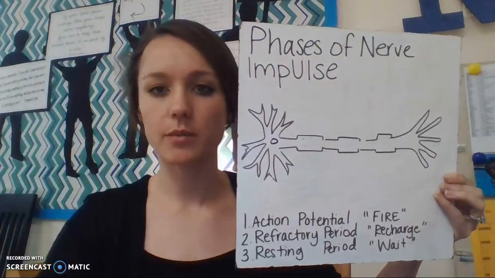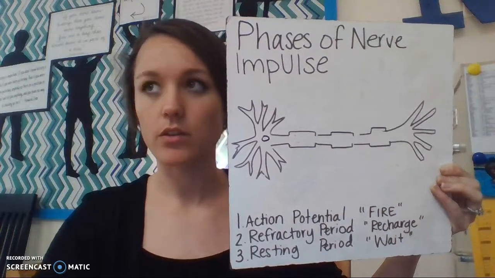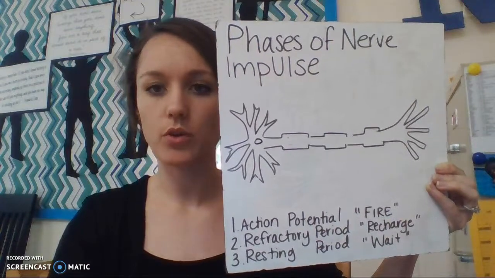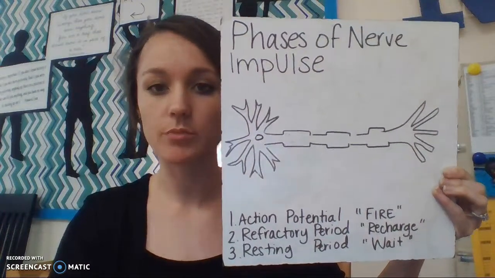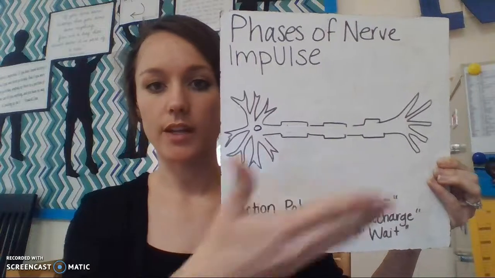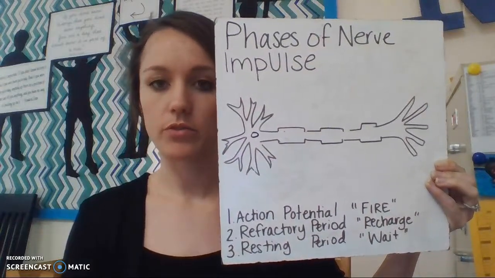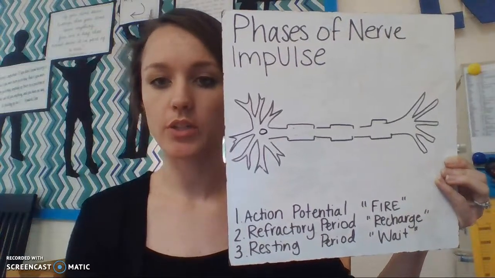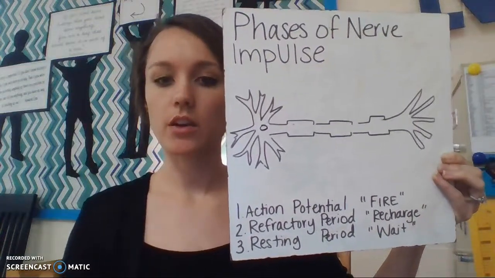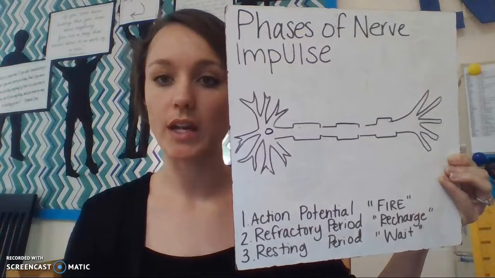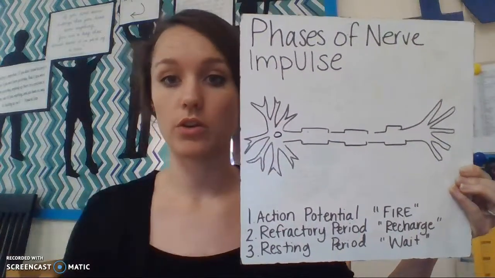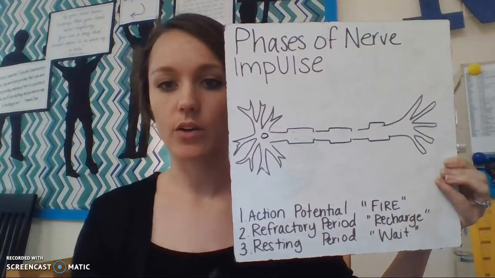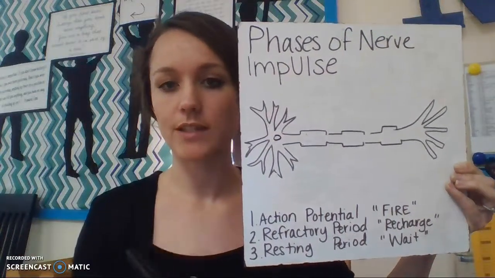Okay, so now I'm going to talk about the phases of a nerve impulse. There's three phases. There's the firing of the electrical impulse, and that is known as action potential. So that's as the electricity flows through the neuron. There's the refractory period, which is the point at which it needs to recharge. And then there is the resting period, where it's waiting to have a new impulse go through. So I'm going to talk through how those phases happen.